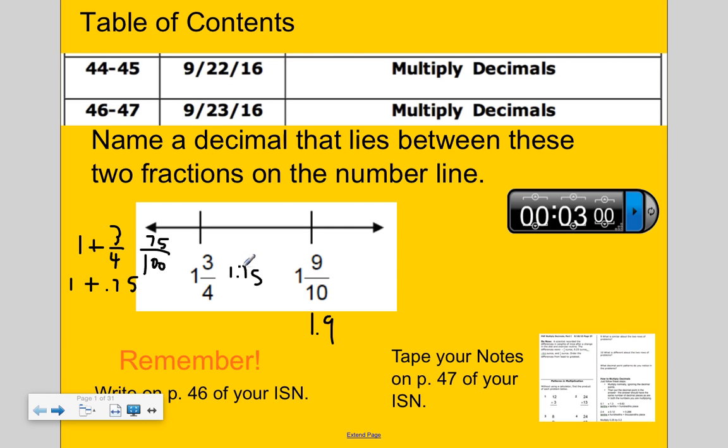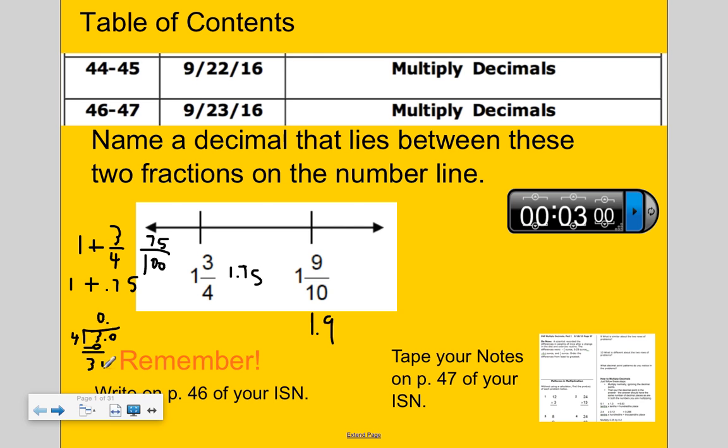However, some people may prefer doing division. 3 divided into 4 groups. So if I have 3, I'm dividing it into 4 groups. Can 4 go into a 3? 0 times. How do I get rid of this 3 without changing its value? I put a decimal and a 0.